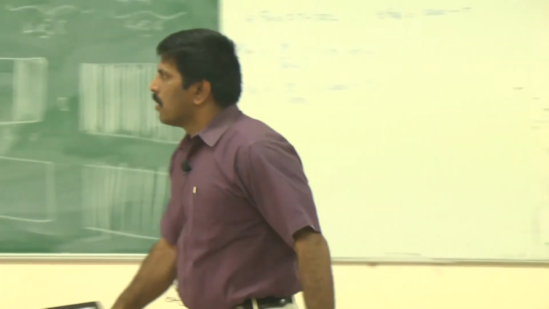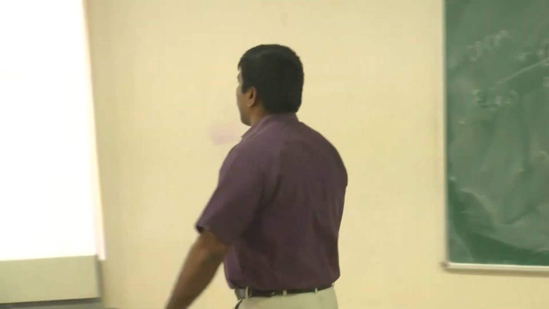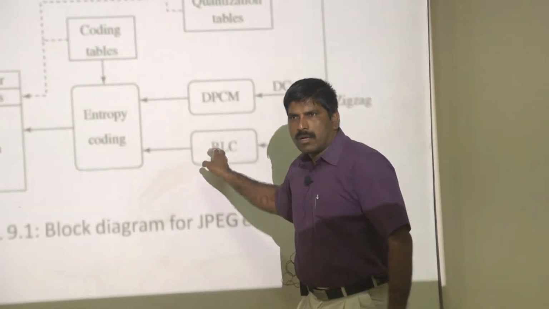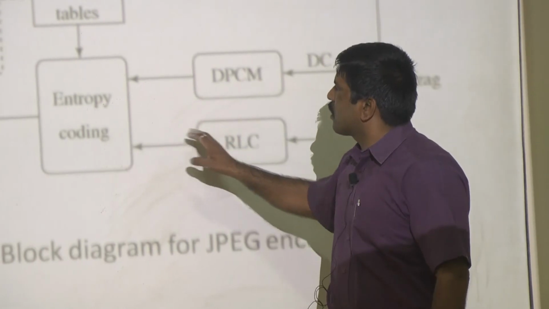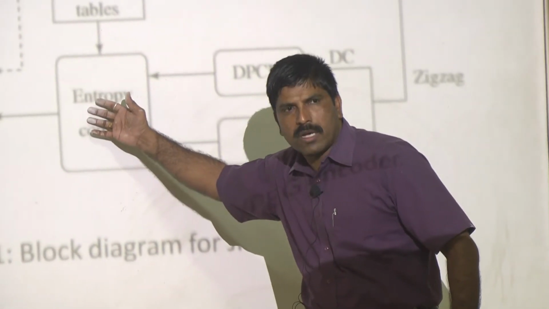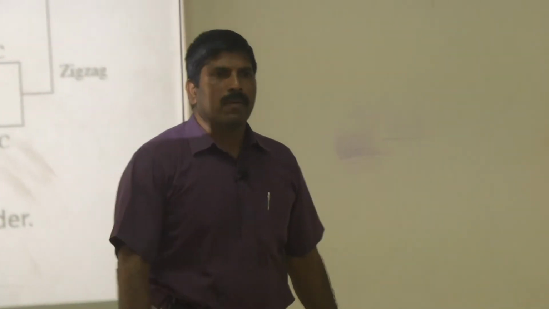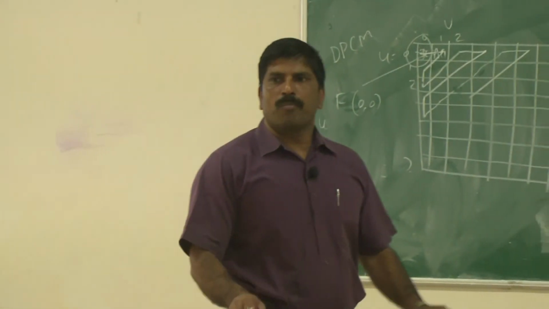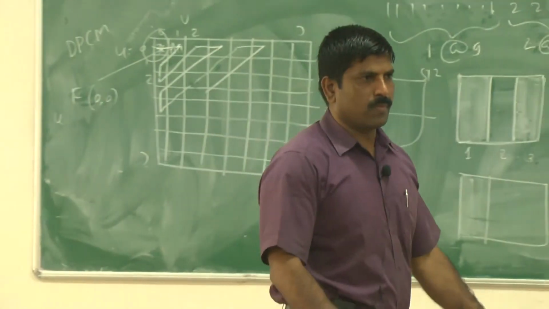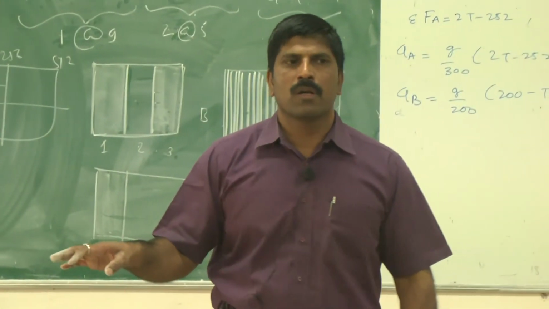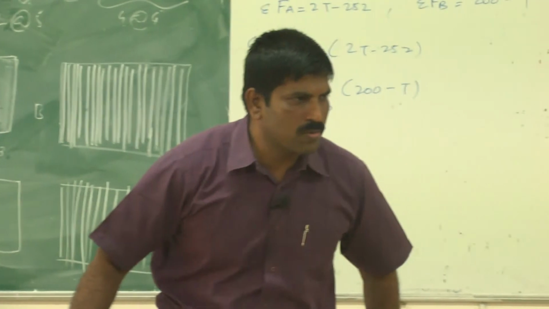So DPCM is used for the DC component and run length encoding is used for the AC component, and then the Huffman coding technique is used for both, and finally you get the compressed image. So this is all about baseline JPEG.